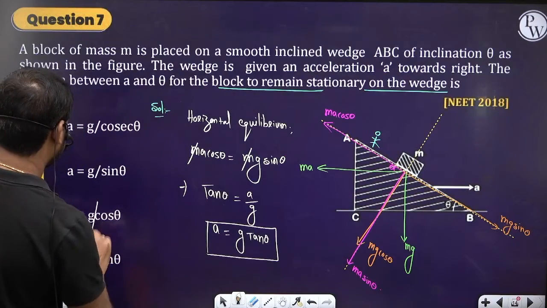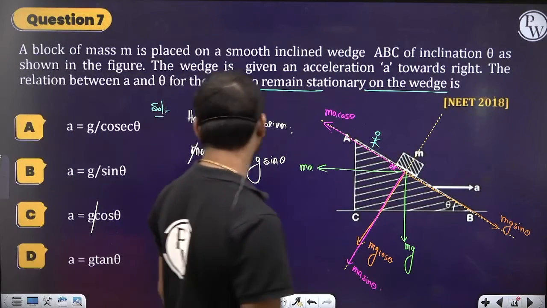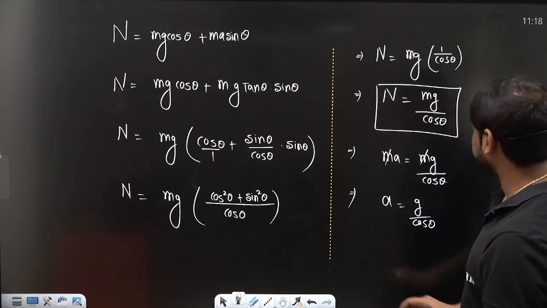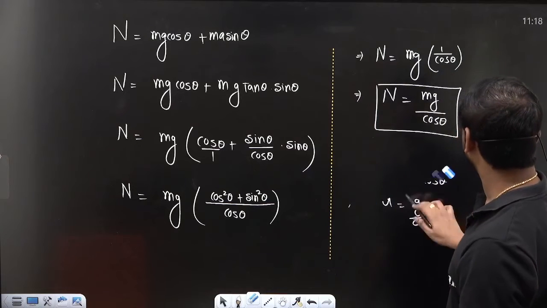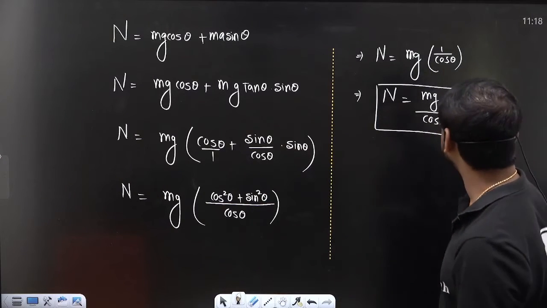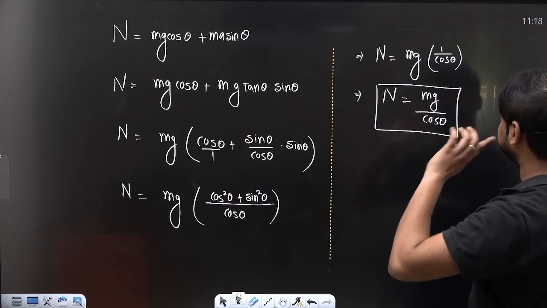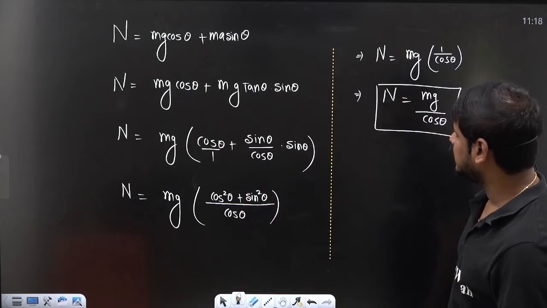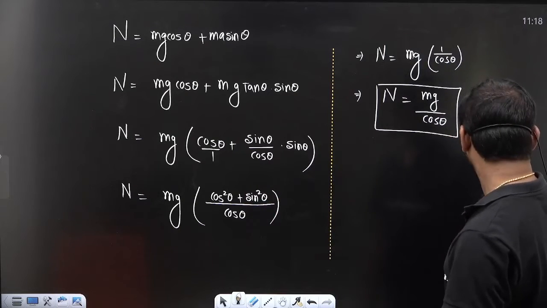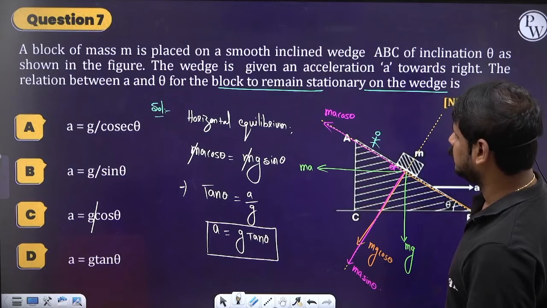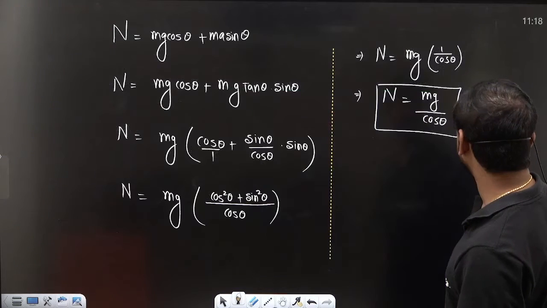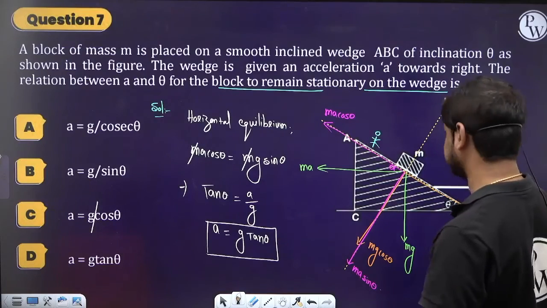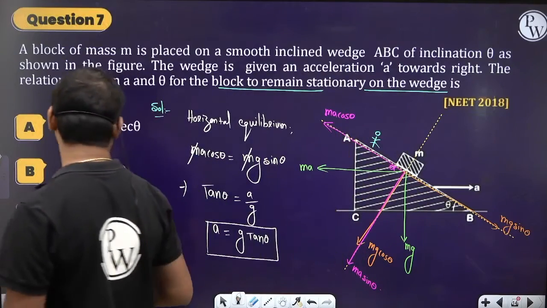It should be g by cos theta. Option g cos theta, no. What they said? The normal we got is correct only, right? So any mistake we did? N is equal to mg by 1 by cos theta, fine. So N is equal to mg by cos theta. We got the normal, and a is equal to g by cos theta, correct only, guys. So option C is the correct one.